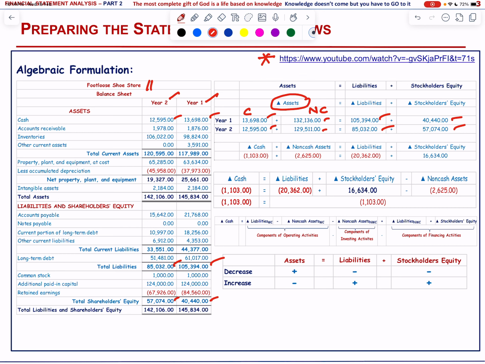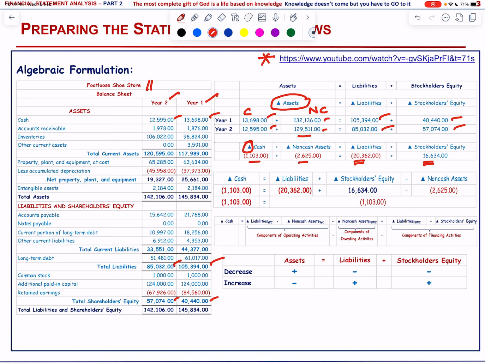Now if we look into the change in year number 2, you can see there is a decrease. This sign is for the change, so that there is a decrease in cash of 1,103. The non-cash assets have also decreased by 2,625. Liabilities have decreased by 20,362, and there is an increase in the stockholders equity.